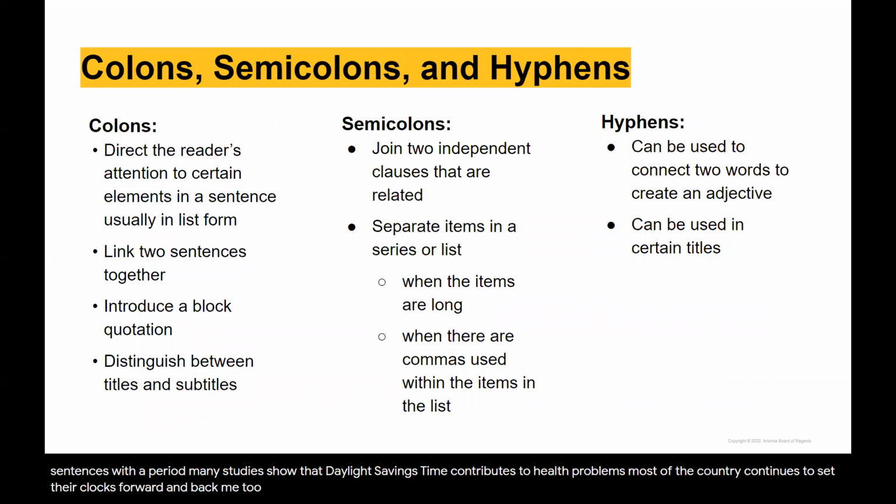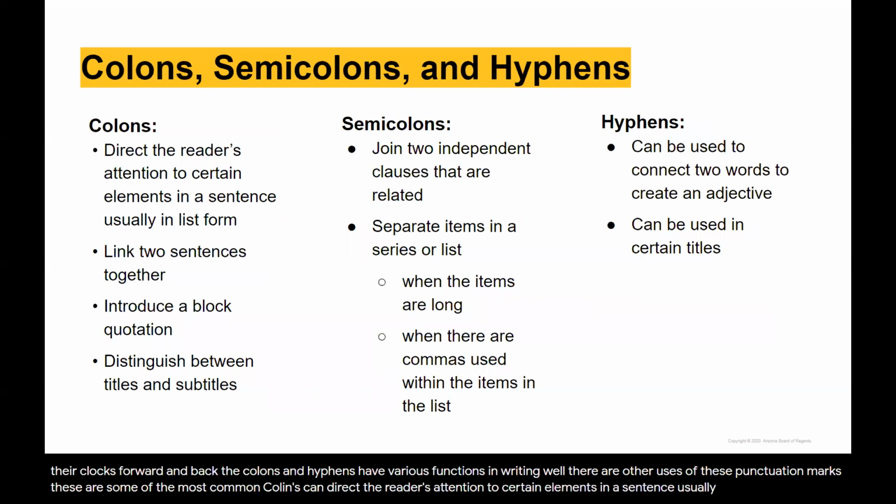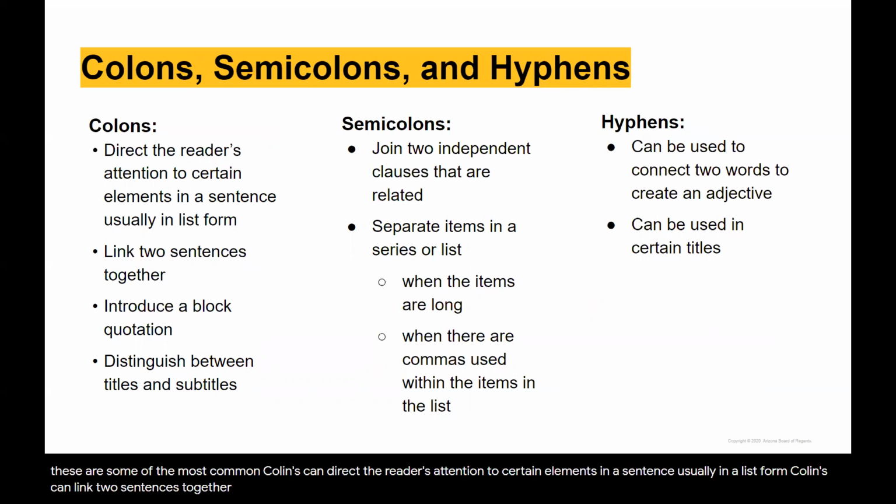Colons, semicolons, and hyphens have various functions in writing. While there are other uses of these punctuation marks, these are some of the most common. Colons can direct the reader's attention to certain elements in a sentence, usually in a list form. Colons can link 2 sentences together. They can introduce a block quotation, and they can distinguish between titles and subtitles.